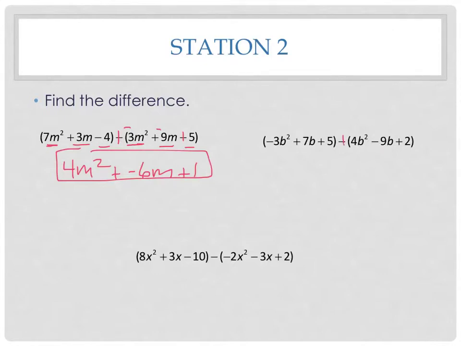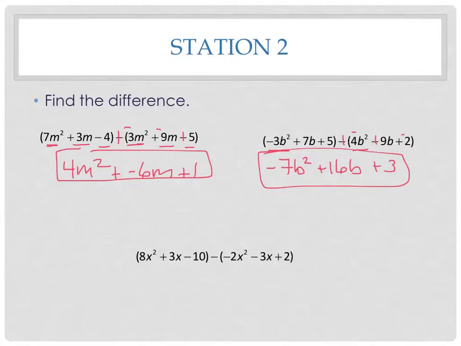Over here we'll add the opposite of every single term, so the opposite of negative 4b, make that a plus 4b, the opposite of negative 9b, make that a plus 9b, and the opposite of positive 2, make that a negative 2. Negative 3b squared plus a negative 4b squared is going to be negative 7b squared. 7b plus 9b is going to be plus 16b. And 5 plus a negative 2 would be positive 3. So there's the sum there. Or I should say difference.